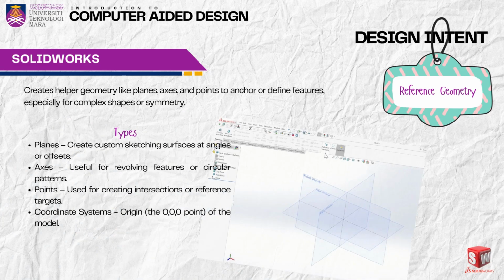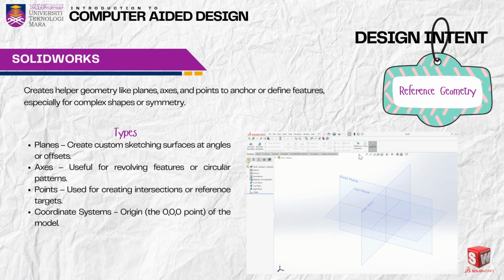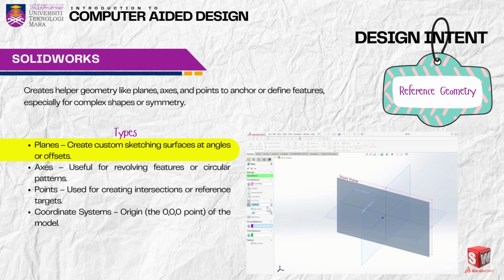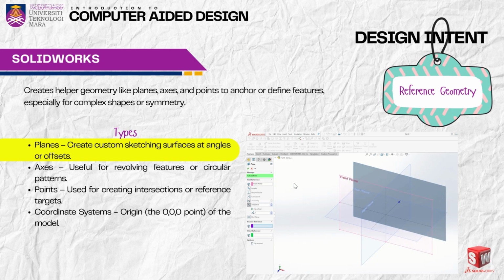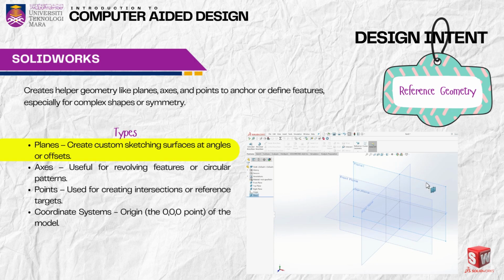There are several types of reference geometry in SolidWorks, each serving a specific purpose. One of the most commonly used is the plane. A plane is a flat, infinite surface that can be used as a sketching platform or as a boundary for a feature. For example, if you need to sketch a feature at an angle or a specific offset from an existing face, you would create a reference plane in the required orientation or location. Planes are also commonly used to create symmetry in parts by serving as mirror planes.